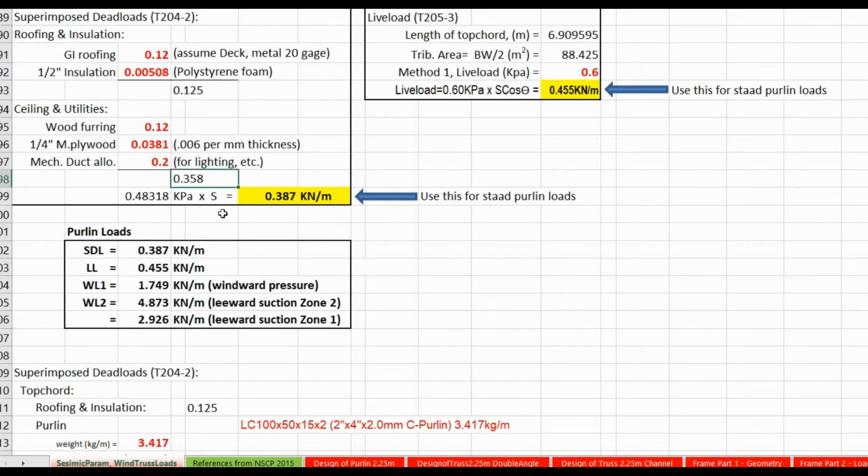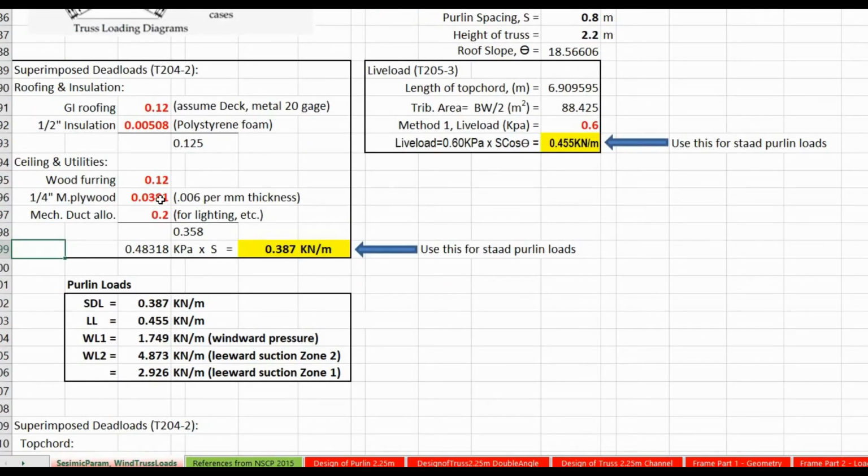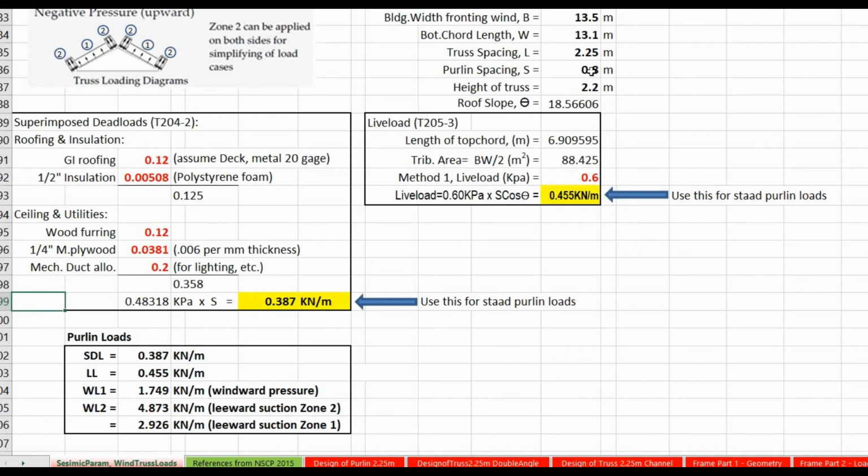And then, you add those, you have 0.358. Next, i-add mo na yung lahat na yan. And you have 0.48318. This time, you multiply that with your spacing S na 0.8, and you get 0.387 kilonewton per meter. So, meron na tayong uniform load. So, ito ang ilalagay natin sa purlins.